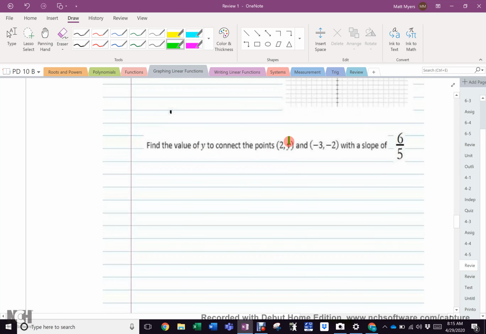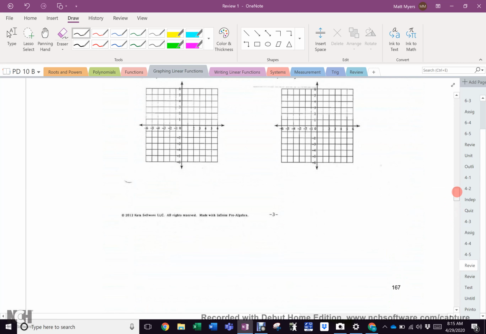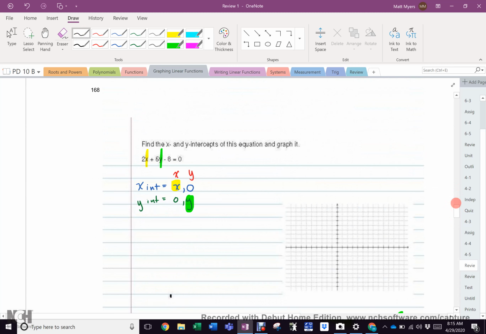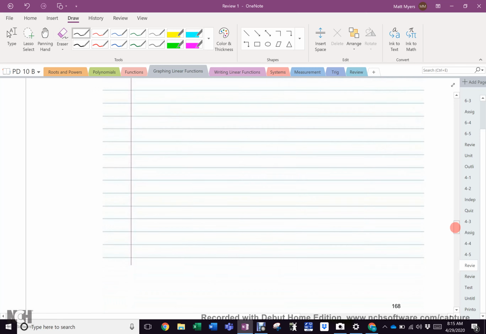Find the value of y when you have this slope. So, just erase that.